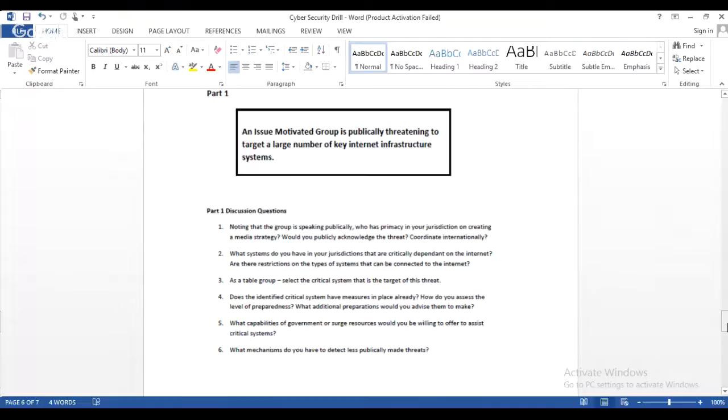Dilshan. The third question is, as a table group, select the critical system that is the target of this threat. The answer to that question is web servers and database servers. The fourth question: does the identified critical system have measures in place already? How do you assess the level of preparedness? What additional preparedness would you advise them to make? So to mitigate some DDoS attacks, we can use the following solutions and necessary steps, like bandwidth obfuscation.